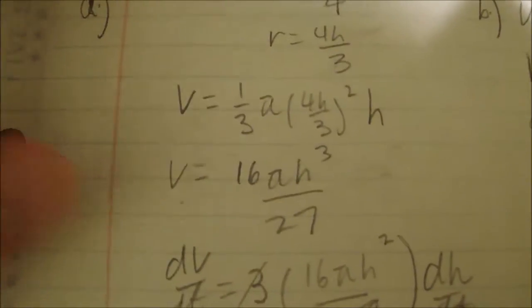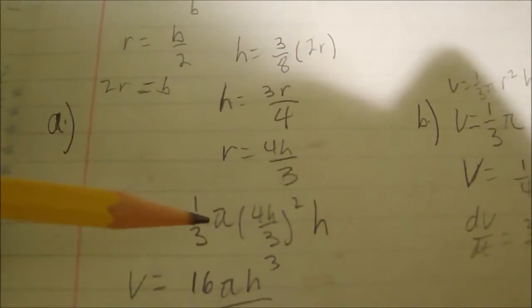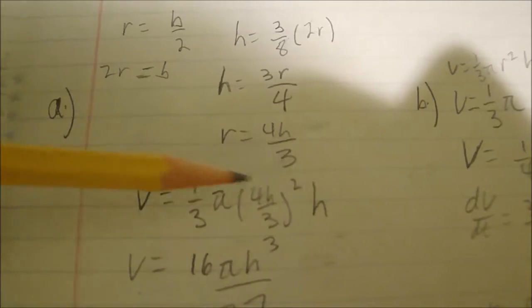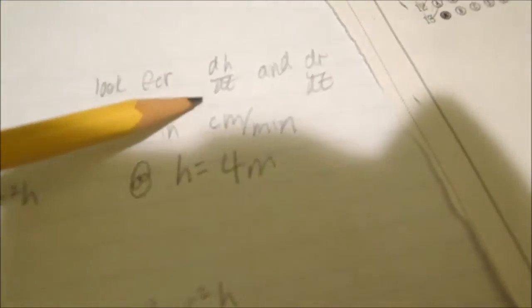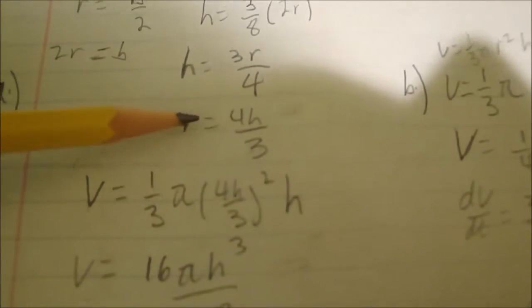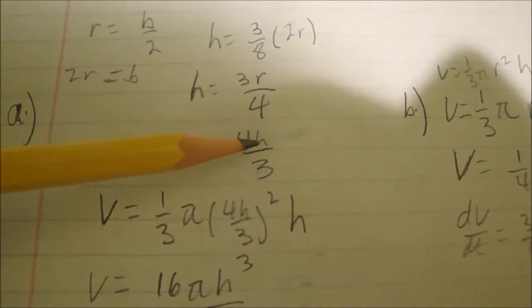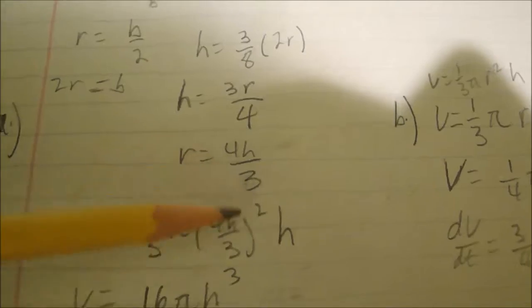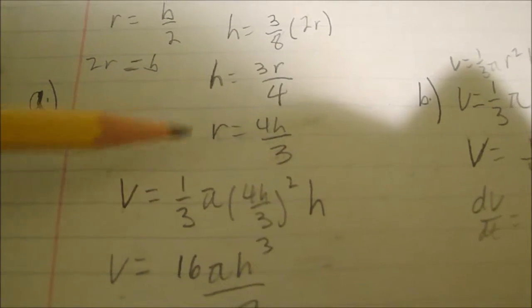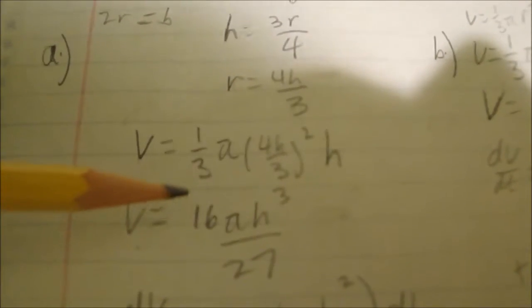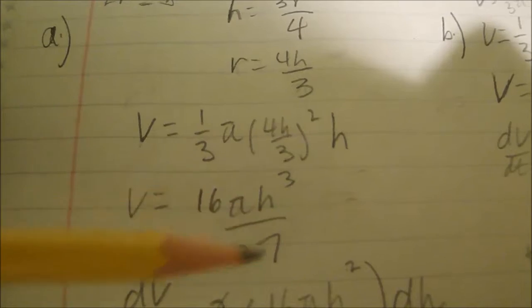So basically, you want to take the volume equation and set it so that the only variables are v and h, because you're looking for dh/dt. So you solve for r here, and r equals 4h over 3. So you substitute in 4h over 3 for r squared right here, and this is what you'll get. If you simplify that, v equals 16 pi h cubed over 27.